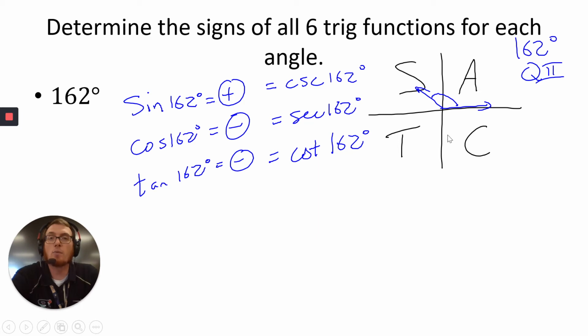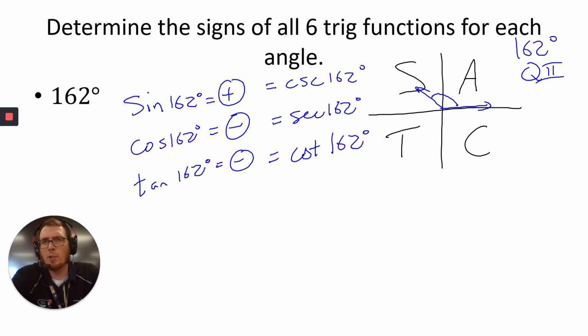What this tells you is which of the three main trig functions, sine, cosine, and tangent, are positive. So in quadrant 1, everything is positive. In quadrant 2, sine is positive. In quadrant 3, tangent's positive. And in quadrant 4, cosine's positive. Now, that only tells you the main three. You have to make sure you recognize whose reciprocal goes together, and those will also be the same sign.